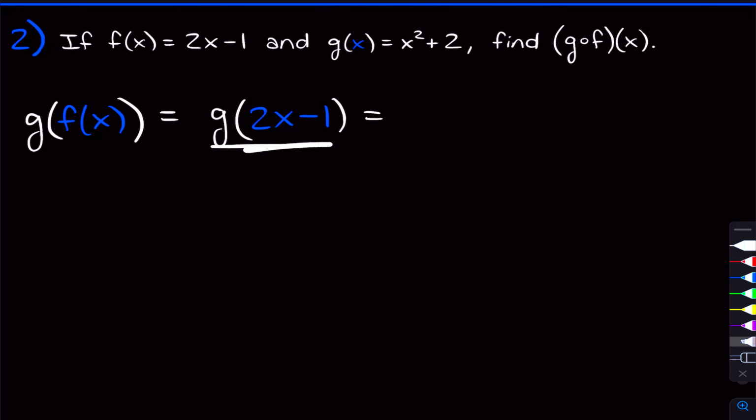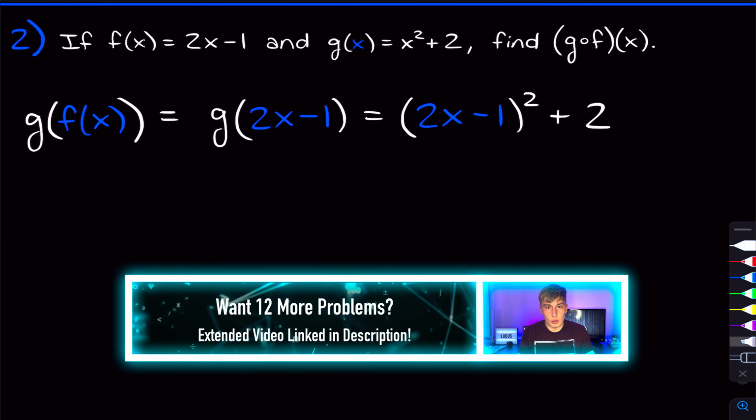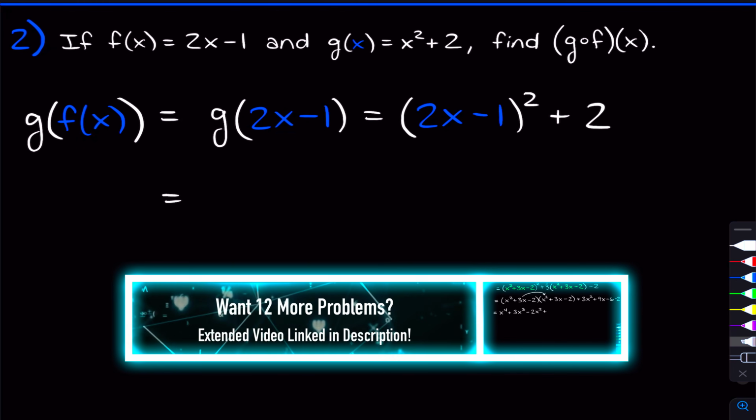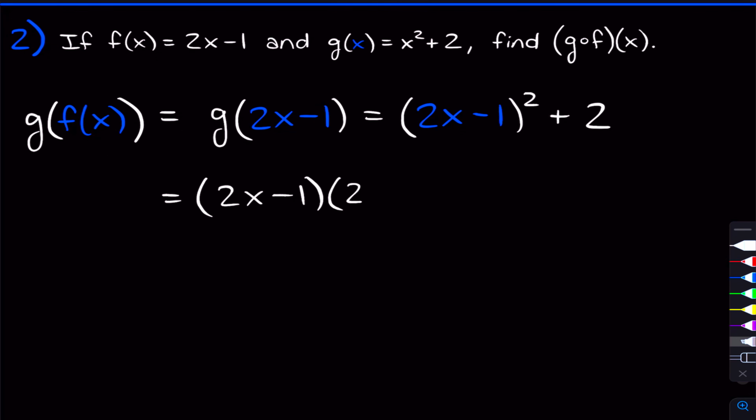And now if we compare this to g of x right here, you can see that the 2x minus 1 is replacing the x. So everywhere in this g equation that we see an x, we are going to replace it with a 2x minus 1. So instead of having an x squared, we're going to have a 2x minus 1 squared. And then of course we have that plus 2 there as well. And now we can actually go and simplify this and we'll have another answer. So 2x minus 1 squared, that means 2x minus 1 times 2x minus 1. And then we can't forget about that plus 2.